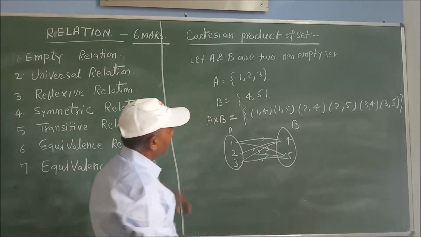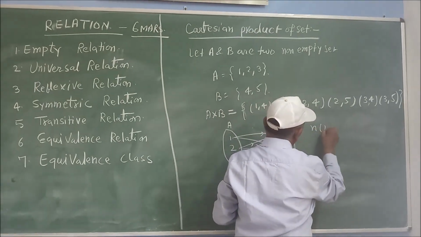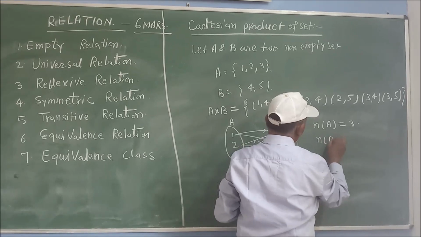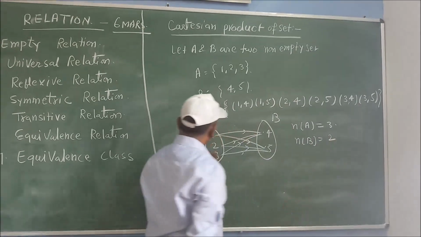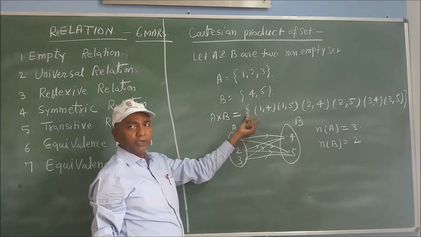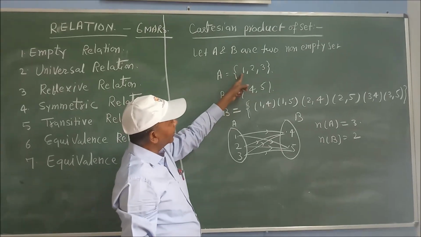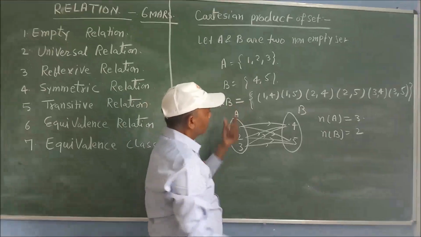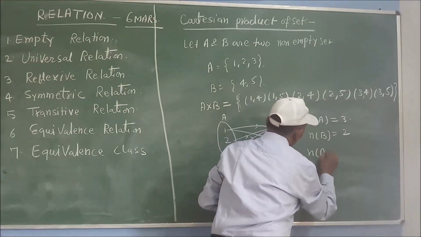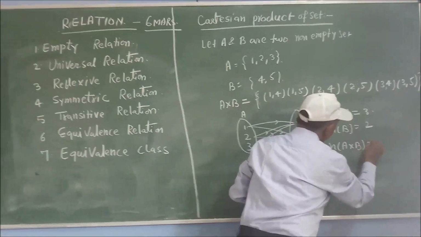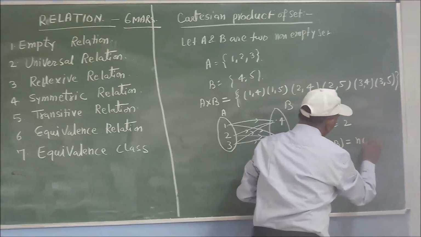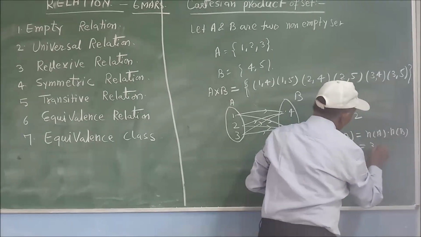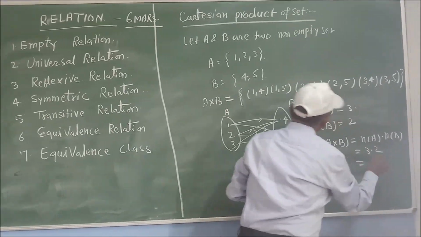Watch here. Number of elements in A is 3. Number of elements in B is 2. So what is the number of elements in A cross B? Number of elements in A is 3, in B 2 elements. So number of elements in A cross B is number of A into number of B, that is 3 into 2, which is equal to 6.